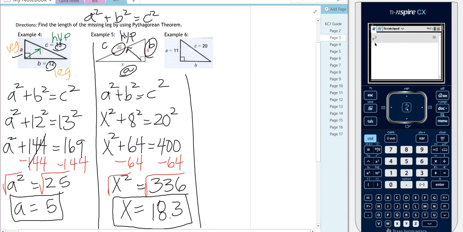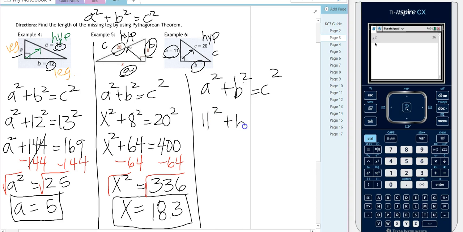Okay. Last example here. Label everything, right? Find that 90-degree angle, go across from it. This is my hypotenuse, which is my C value. And then we have our A and our B here. So A is 11 and B we do not know. So substituting into our Pythagorean theorem, A squared plus B squared equals C squared. A squared would be 11 squared. B squared, we don't know what that is, so that's just B squared. And C squared is 20 squared.